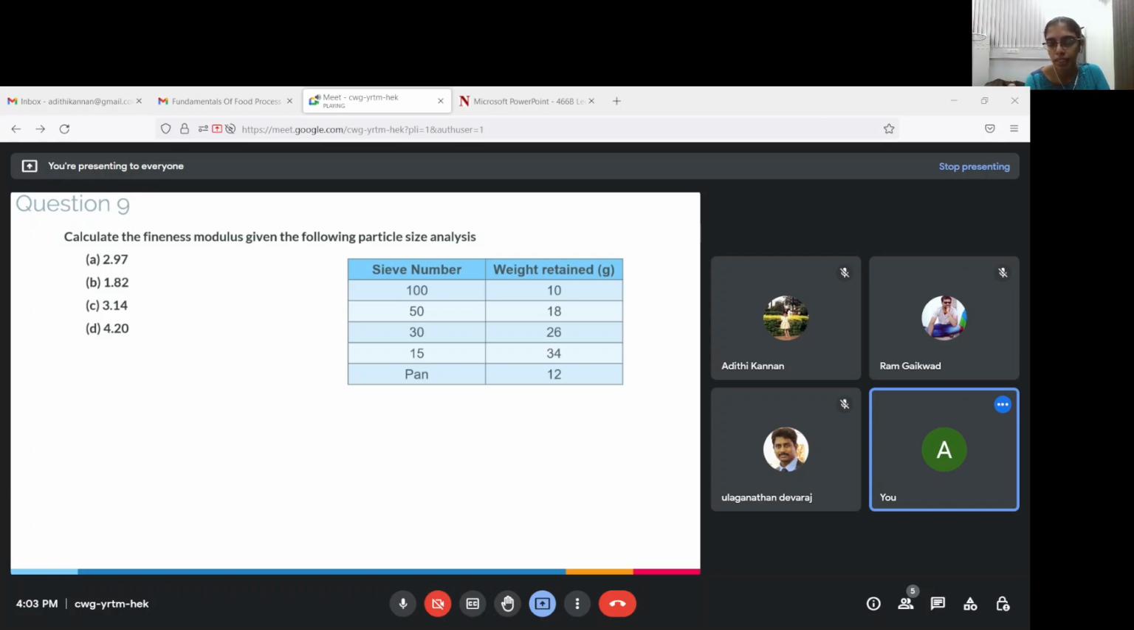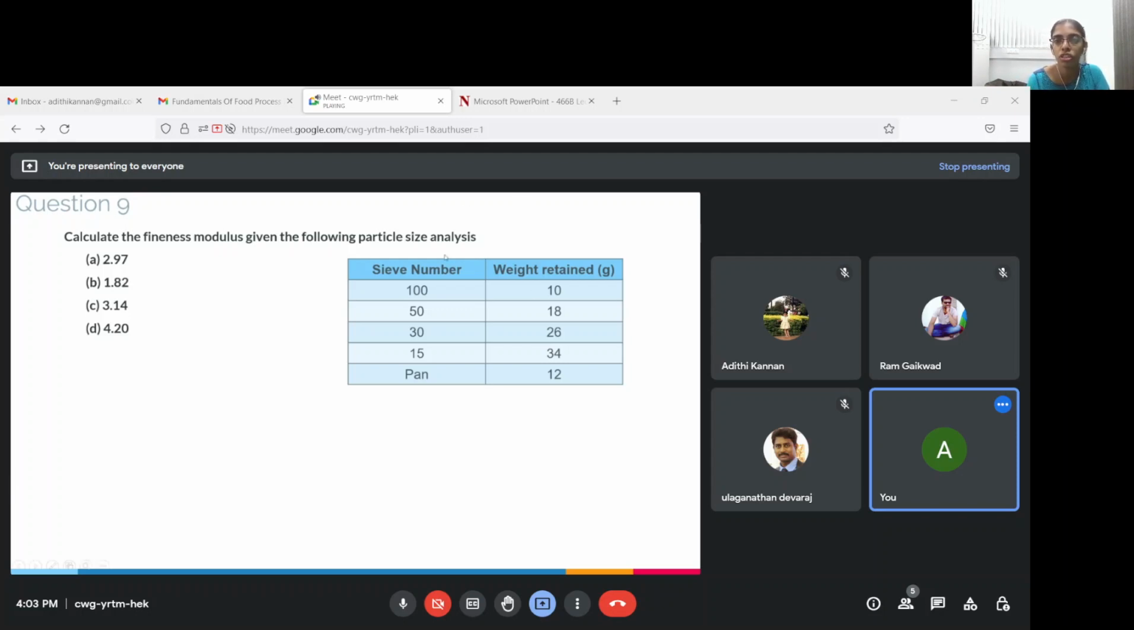How a particle size analysis is done is that you will have a stack of sieves. A sieve is a tray with perforation of a particular size. You'll have a stack of different sieves and a pan at the bottom. When you pour your feed into the top sieve and start shaking, if your product is smaller than the sieve size, it will come down. If it is larger than the sieve size, it will be retained. Each sieve in the stack has a different size.